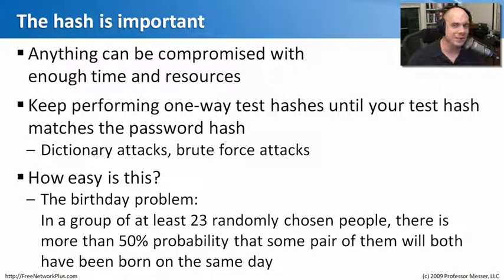Now, you may think, gosh, that might take a while if you did that. But in cryptography, there's a very interesting problem called the birthday problem. And the birthday problem says that if you got a bunch of people together in a room, get at least 23 people chosen at random, stick them in a room, and then you ask each one of them, what is your birthday? The probability is more than 50% that a pair of those people will have the same birthday.